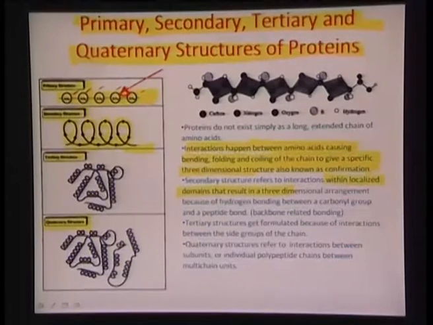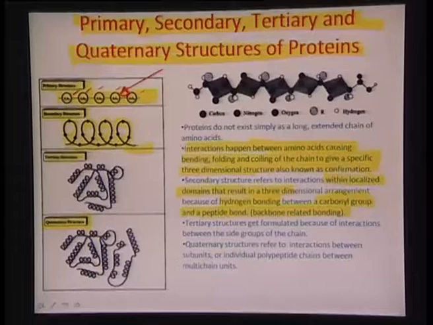Because of the presence of hydrogen bonding, and particularly because there is a carbonyl group and a peptide bond, in between the protein backbone itself there is a lot of bonding because of these two moieties: the peptide bond on one side, and the carbonyl group on the other side. So secondary structure is kind of coiling like this.